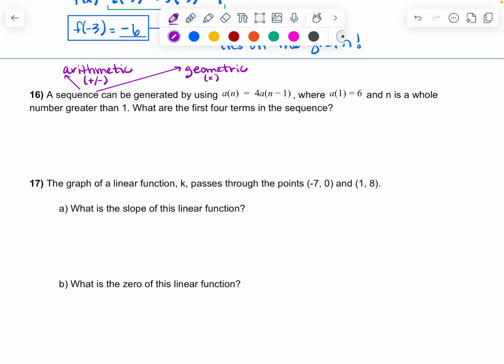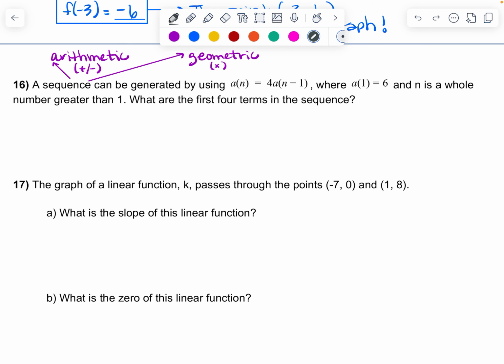Okay. All right, so here we go. A sequence can be generated by using the rule A sub n. That should be a sub n, by the way. I'm going to actually write that the way it's supposed to be written. It should look like this. A sub n equals 4 times a sub n minus 1. That is what that's supposed to look like. It's just typed like that because the person typing it didn't know how to do subscripts.